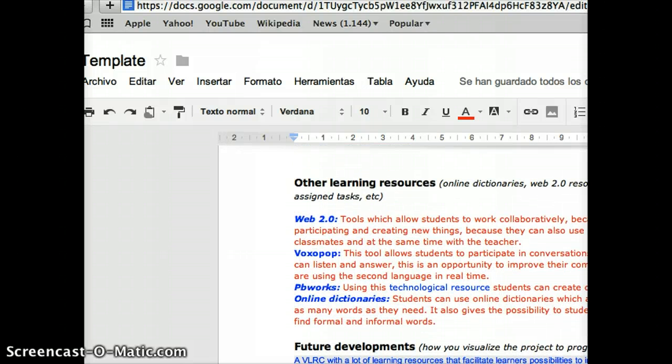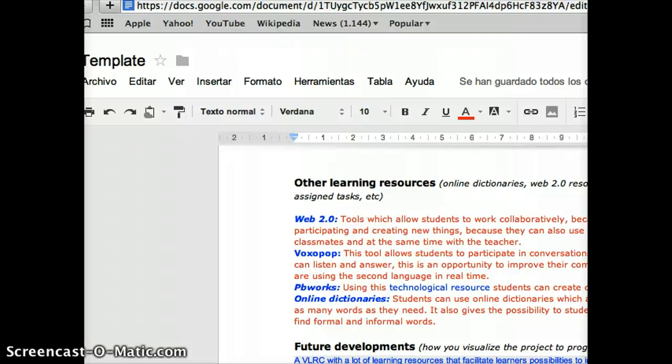Other learning resources: Web 2.0 tools, which allow students to work collaboratively because they can feel actively involved, participating and creating new things. They can also use them to share information with their classmates and at the same time with the teacher. Voxopop: this tool allows students to participate in conversation where they can talk and the other person can listen and answer. This is an opportunity to improve their communication and interaction because they are using the second language in real time.